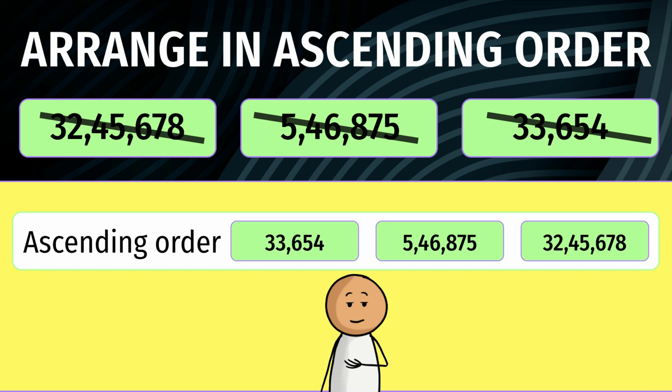Did you notice? You had a 33,000s, a 5 lakhs, and a 32 lakhs number? Since the numbers were far apart, you did not need to compare digit by digit. To summarize, we arrange numbers from smallest to the biggest to arrange in ascending order.